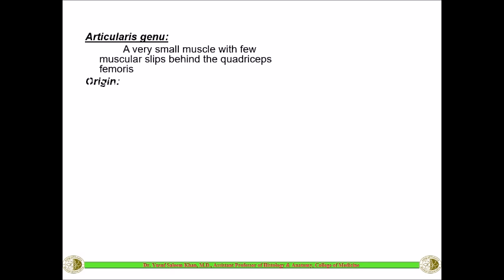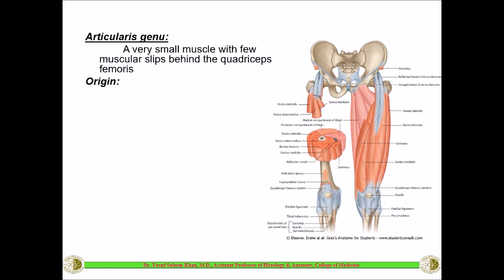Now coming after the quadriceps femoris, the last muscle is called the articularis genu. It is a very small muscle with few muscular slips behind the quadriceps femoris. If you see here in this picture, this is the small muscle which is present in the lower 1/4 of the shaft of the femur. A very small muscle with few muscular slips behind the quadriceps femoris. This is the quadriceps femoris, a big muscle with 4 heads, and this is a small muscle. This is called the articularis genu.